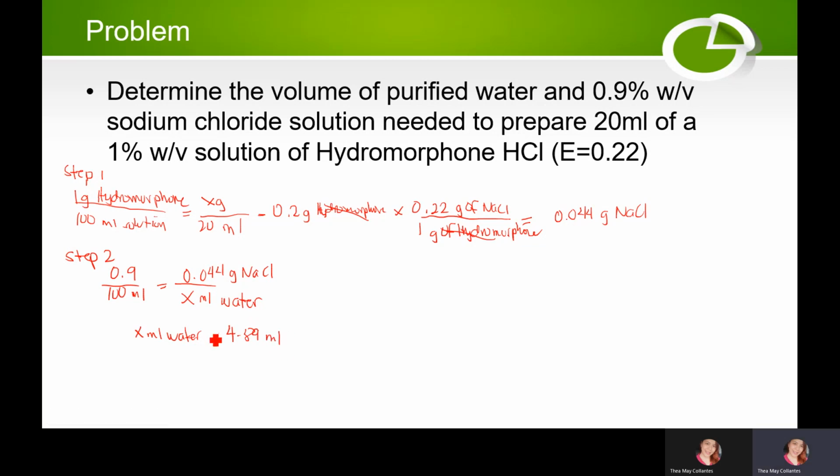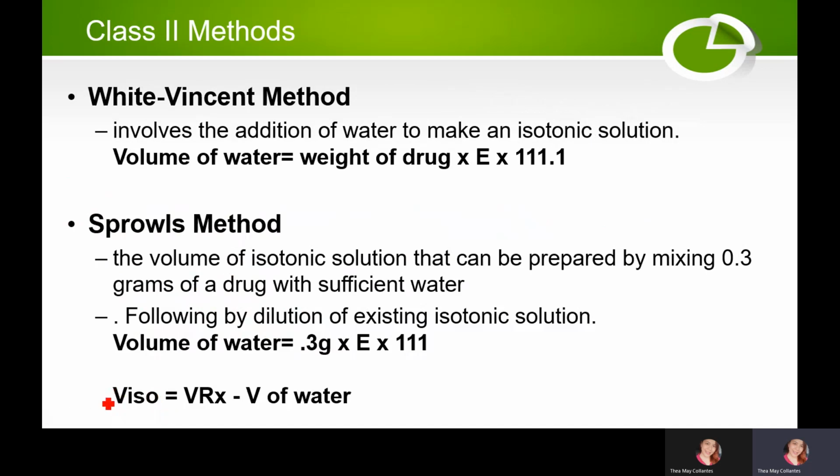It means that I still need to dilute the 1% hydromorphone to my 4.89 ml. So 1% of 20 would be 0.2 grams, right? I would need my 0.2 grams of hydromorphone to be diluted in my 4.89 ml of water to have the isotonic solution. But guys, imagine, you only have 4.89 ml of water. What do you want to make? You need to make 20 ml. So this is now where this formula enters.